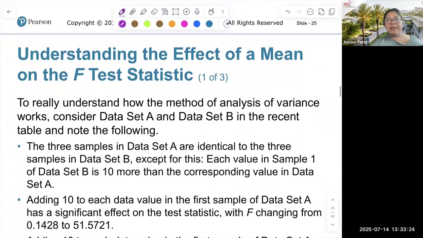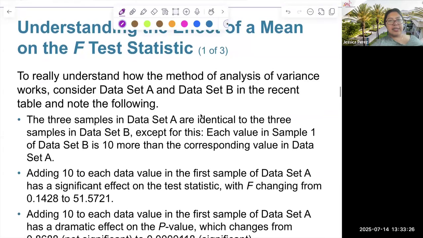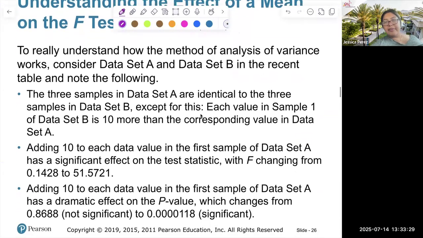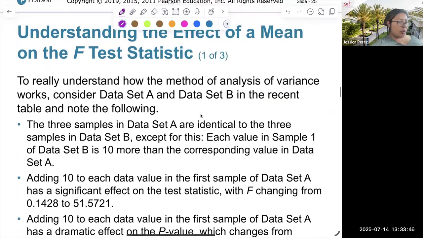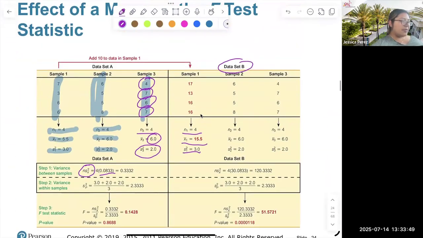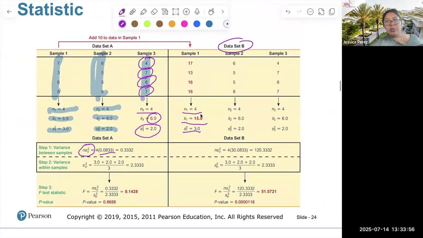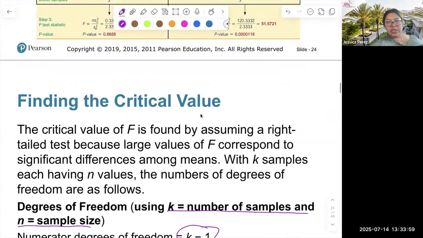So how do we understand the effect of a mean on the F test statistic? To really understand the method of analysis of variance, consider data set A and data set B in the recent table. Take note: the 3 samples in data set A are identical to the 3 samples in data set B, except that each value in sample 1 of data set B is 10 more than the corresponding value. So instead of 7, we have 17; 3, 13; 6, 16; 6, 16. Do you identify that? So just that first sample is what changes.